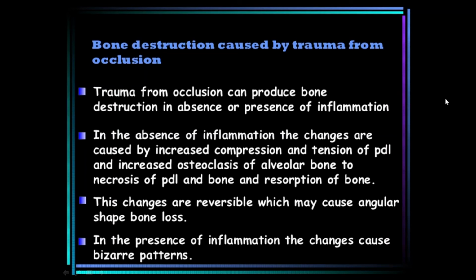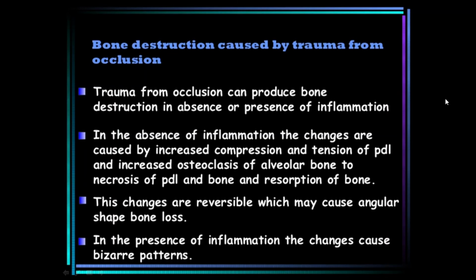In the absence of inflammation, the changes are caused by increased compression and tension of the periodontal ligament and increased osteoclasia of alveolar bone, leading to necrosis of periodontal ligament and bone, which lead to resorption of bone. These changes are reversible, and may cause an angular shape of bone loss. In the presence of inflammation, the changes cause a more bizarre pattern of bone resorption. Let us see a diagrammatic representation.